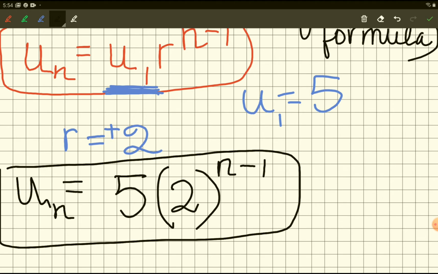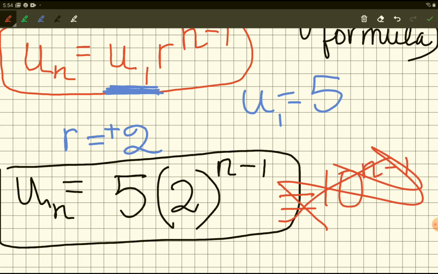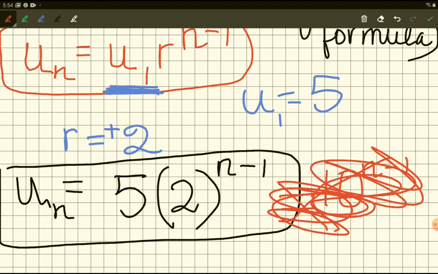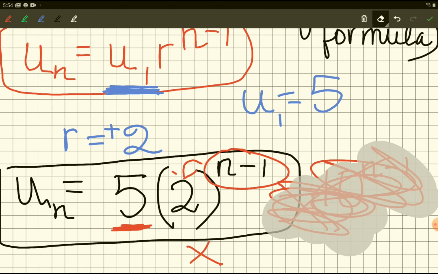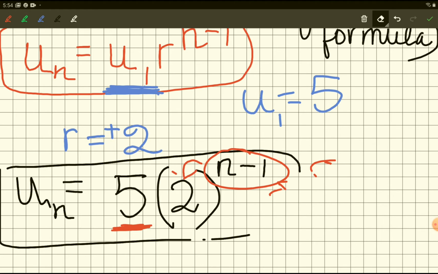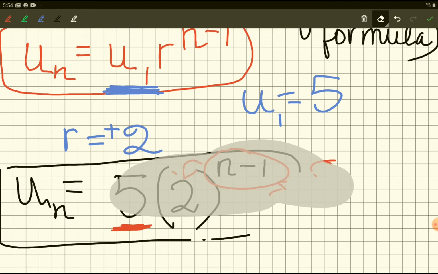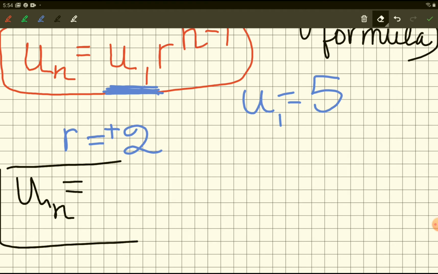And you want to leave it like this, mainly because this is not equal to 10 to the n minus 1. These are very different things. The n minus 1 is attached only to the 2. It is not attached to the 5. So that's why you do not want to multiply. Okay, so let me rewrite that.